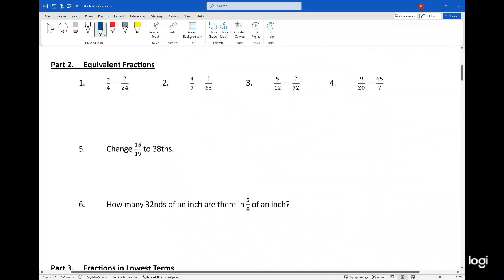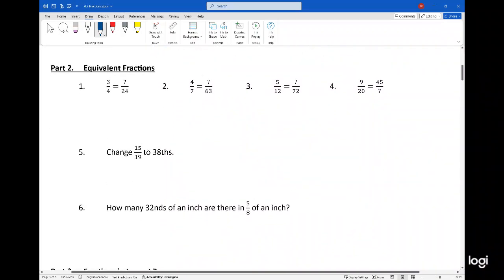Okay, part 2, equivalent fractions. Equivalent fractions basically means, if you think about looking at a pie and cutting it into pieces, that you've got the same amount of pie. It's just whether the pieces are cut into bigger pieces or little pieces, but you still have the same amount either way. So if you have 3/4 of a pie, that's the same thing as something out of 24.